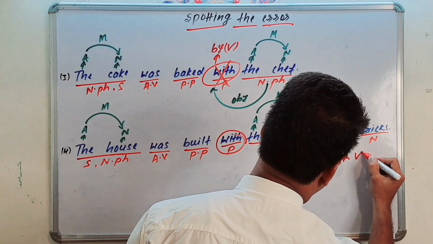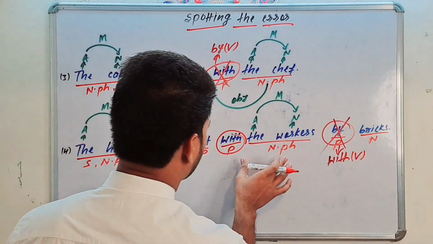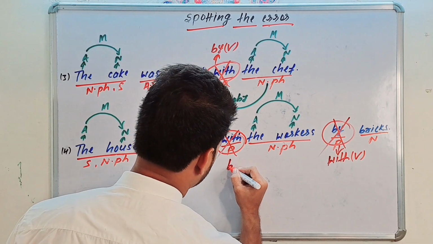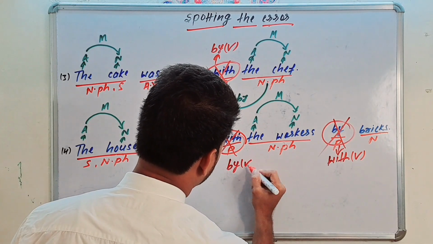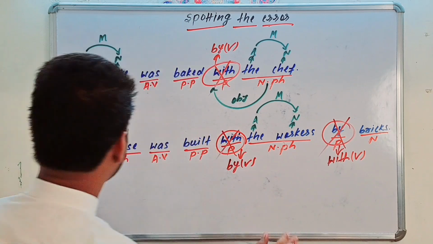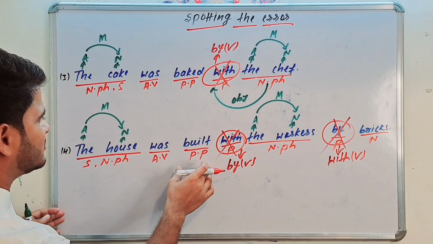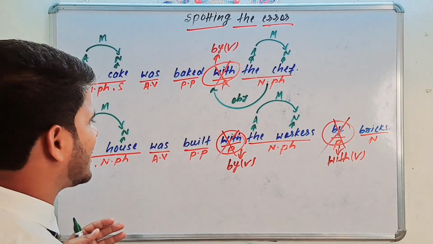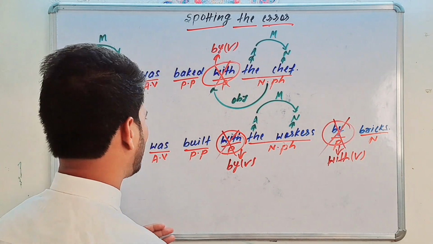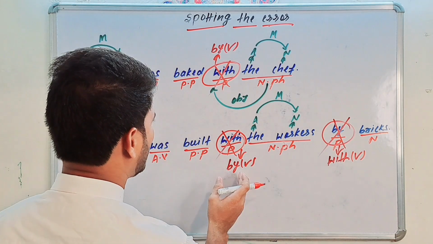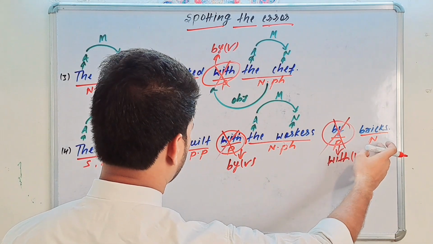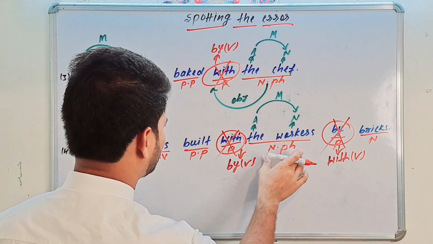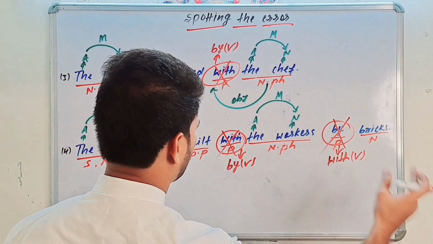This is the right use, with bricks. By the workers, don't use with the workers, use by the workers. This is the right use. Okay, now the sentence is right. The house was built by the workers with bricks. This is the right use, and you can easily find that one. The house was built by the workers with bricks. By the workers. The workers is a doer in this sentence, and here bricks is an object.